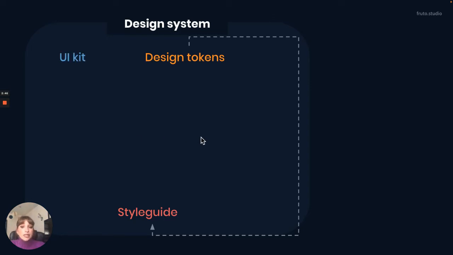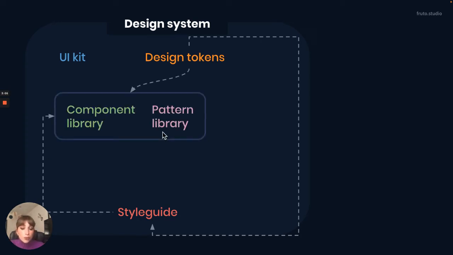Then we've got a UI kit, which is a collection of the individual and reusable pieces of the interface of a digital product. UI kits live in design tools like Figma or Sketch, and they speed up our workflow as designers by not having to design from scratch every single time.